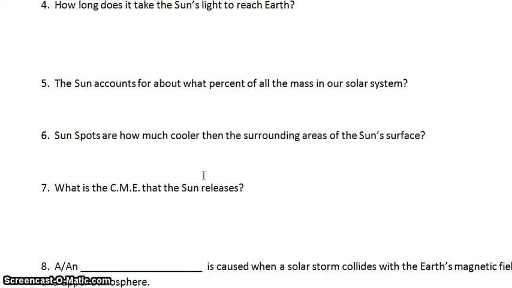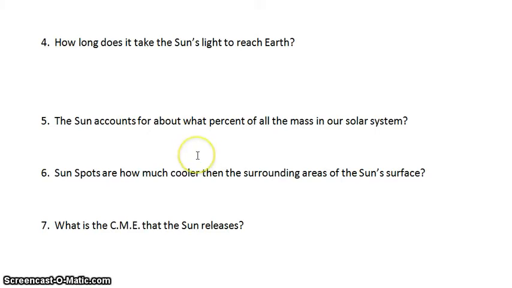As we move along here, question 4, how long does it take sun's light to reach Earth? It takes the light from the surface of the sun 8 minutes to get to Earth, and that's traveling at the speed of light, of course, which is 186,000 miles a second. Question 5, the sun accounts for what percent of all the mass in our solar system? And that's going to be 99% of all of the mass of our solar system.